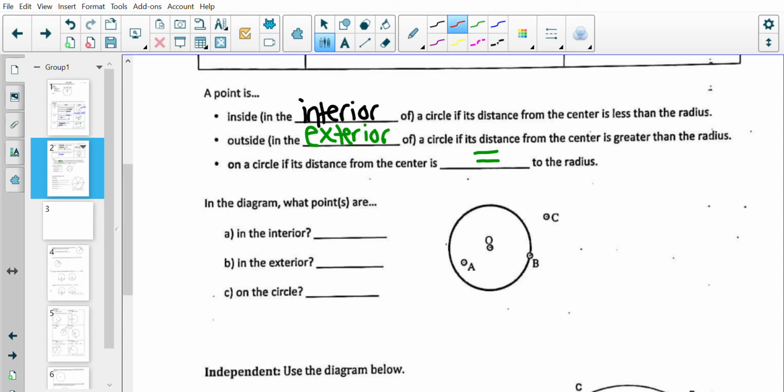So like we said before, point A is considered in the interior because the distance from O to A is less than the radius. C is considered in the exterior right here because the distance from O to C is extending well past the radius. So C is considered in the exterior of the circle. And last but not least, B is considered on the circle because from O to B is the same length as the radius.